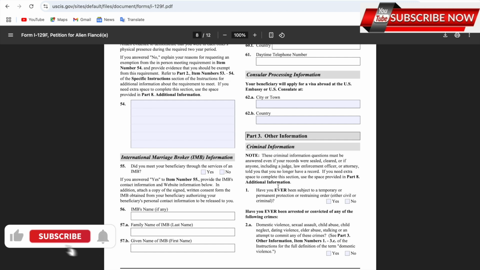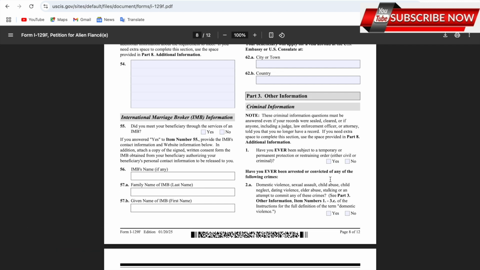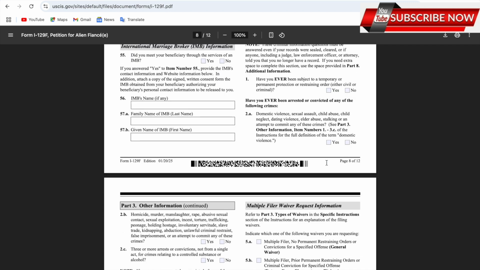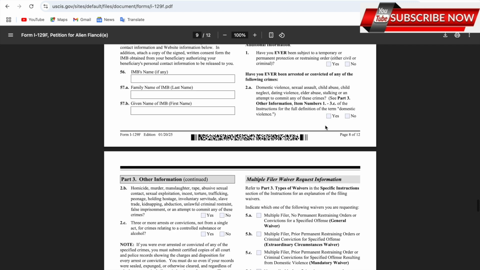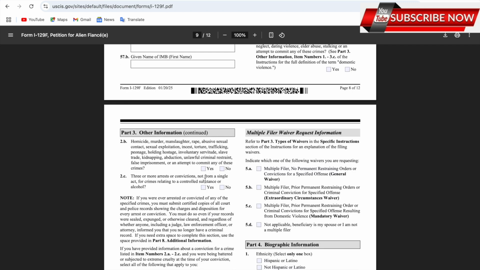Part 3, other information. You have to read the criminal information. Read it thoroughly. It's a yes or no. Read it very, very thoroughly and pick the one that suits you. For example, have you ever been subject to a temporary protection order? You have to make sure you answer it correctly. Don't lie. It's a yes or no. You pick any one of them, yes, no, yes, no, and fill it up.